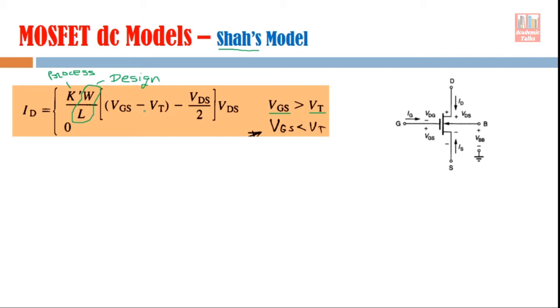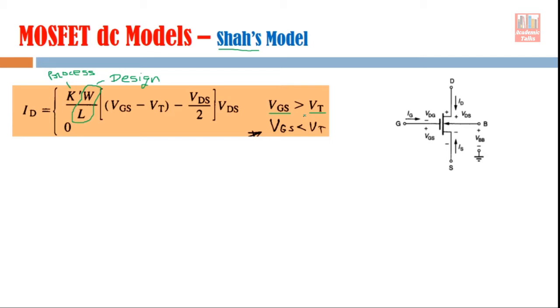So this equation will give you the current in the drain terminal when your gate source voltage is greater than VT. And if your gate source voltage is less than VT, at that time drain current is zero because no channel formation has taken place. So this is the most basic or simple model of the MOSFET device. Now in the coming discussion you will see that there are limitations in this model. If you want accurate results or accurate designing, then this model is not sufficient.